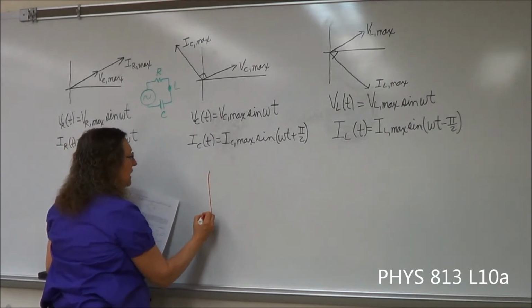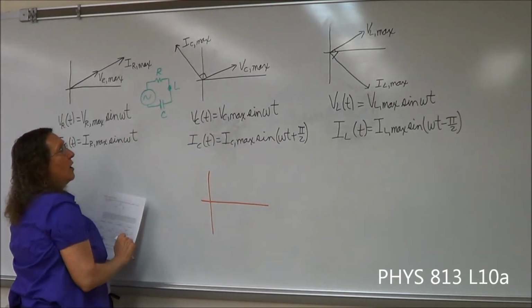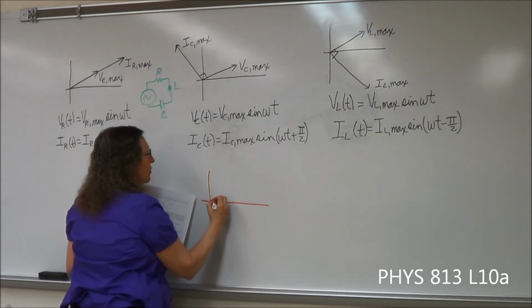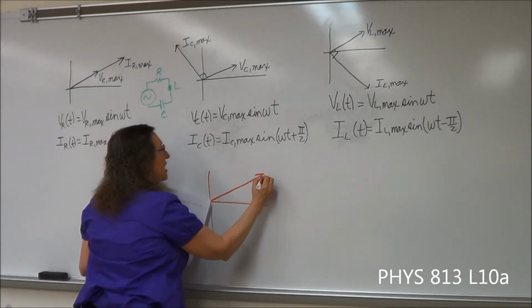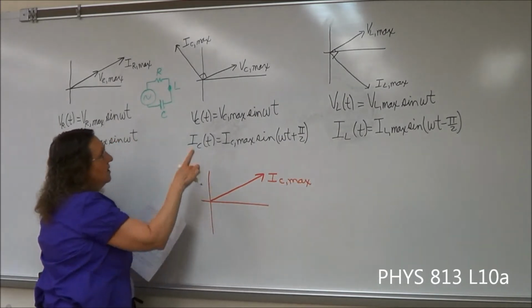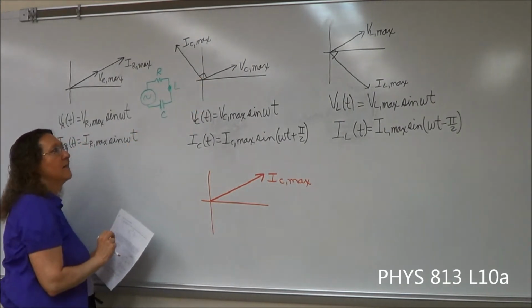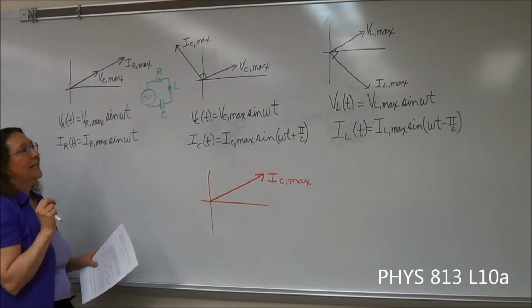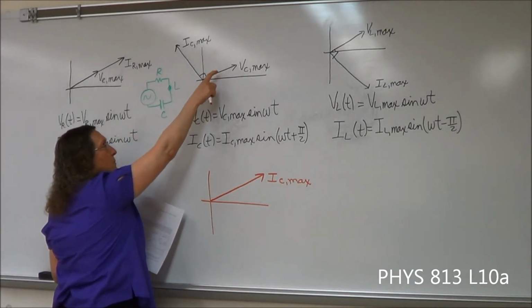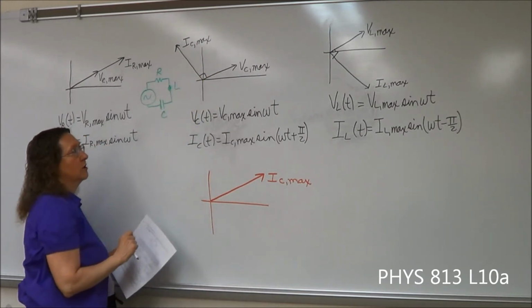So what we need is the current needs to be in quadrant 1. So we're going to rotate this diagram so that we have current up here. This is going to be IC max. Now there's nothing that says that this phasor has to be in that position. What does have to happen though is the voltage vector must stay in the same position relative to the current.